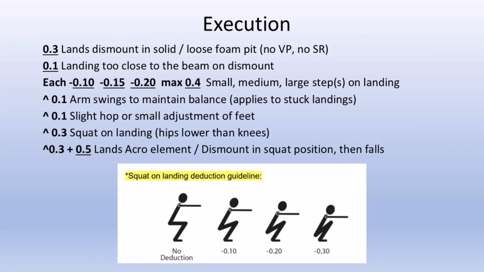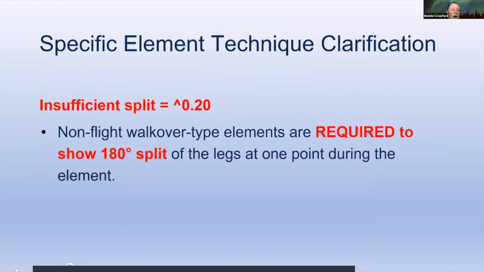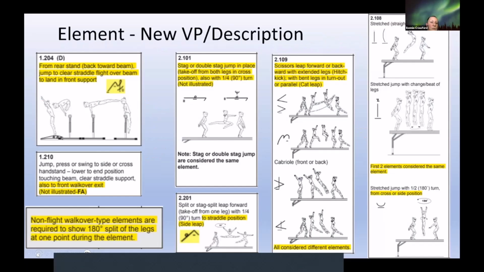A clarification on non-flight walkover type elements: the athlete is required to show a 180-degree split of the legs at one point during the element, whether it's the beginning, the middle, it doesn't matter. But if she does not have a 180-degree split at one point, be sure to take up to 0.2 for insufficient split.